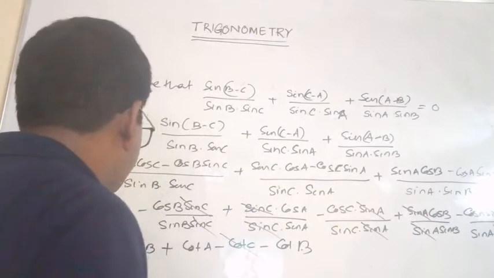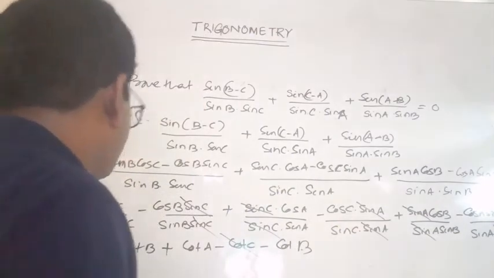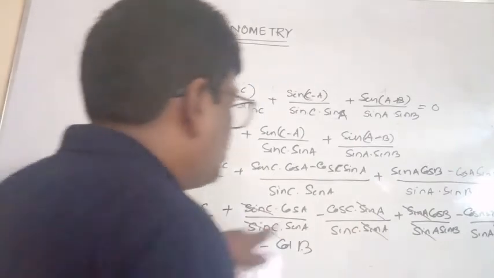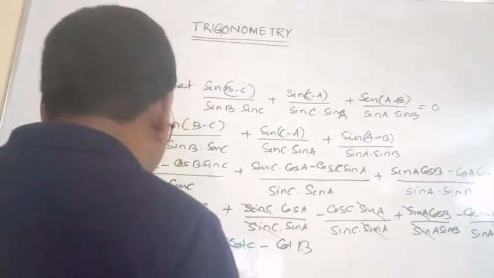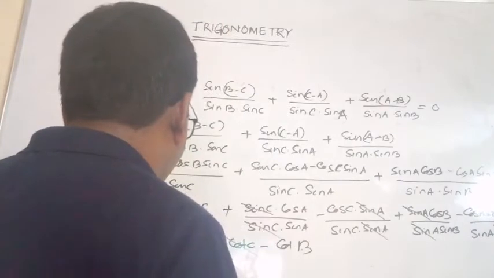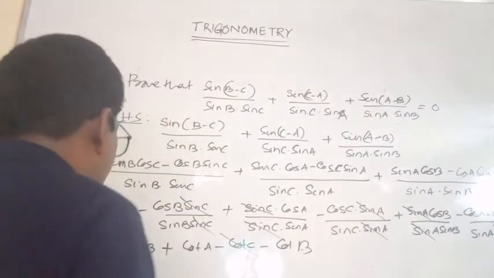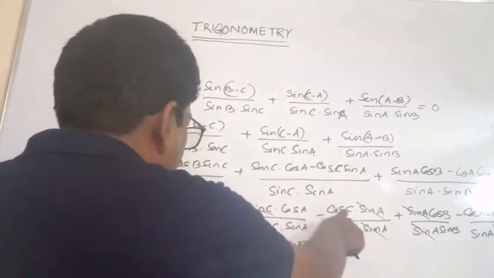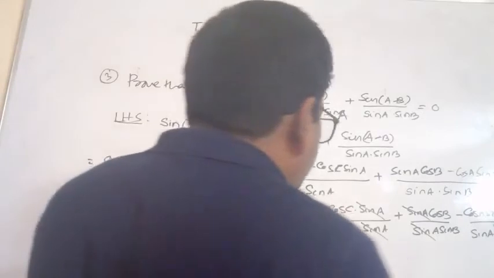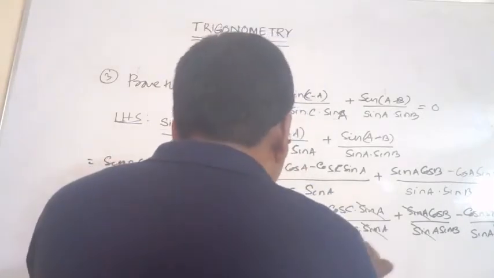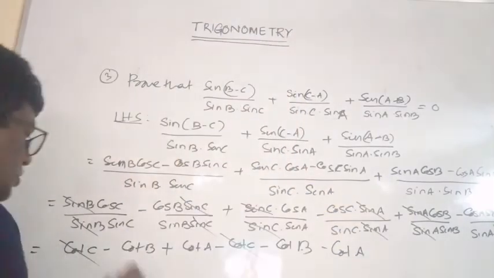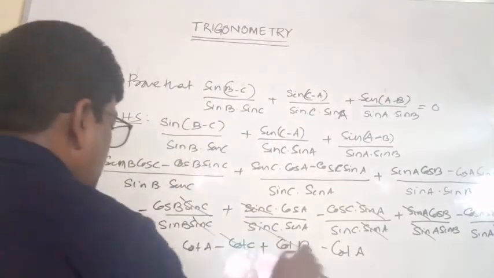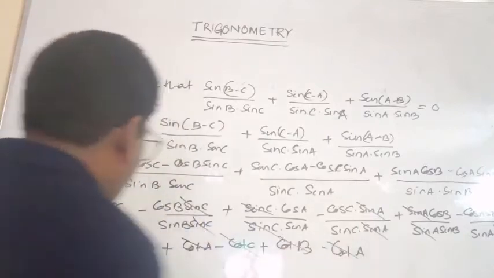This is cot C by cos C by sin C, cot B, and this is cot A, and this is cot C, and this is cot B, and this is cot A. So cot B plus cot B, and this cancels, and this cot A. Here, check it again.